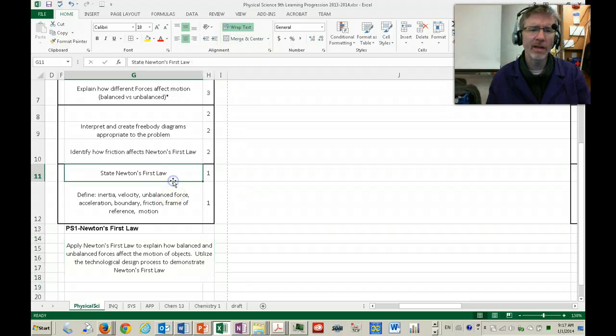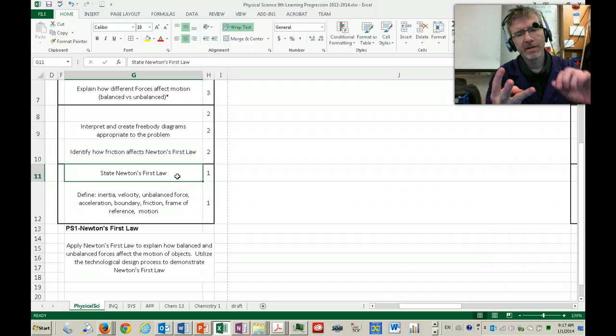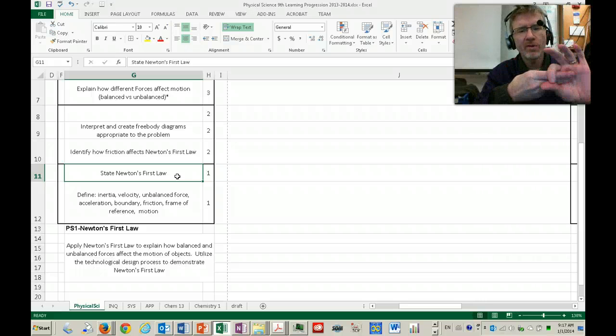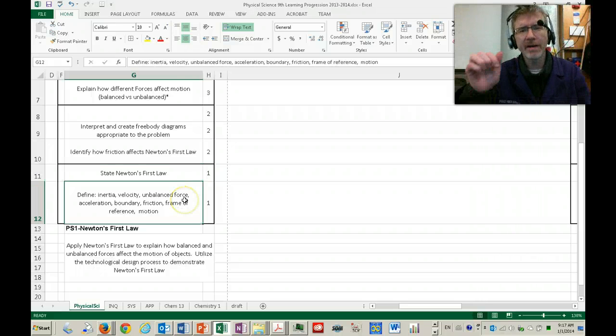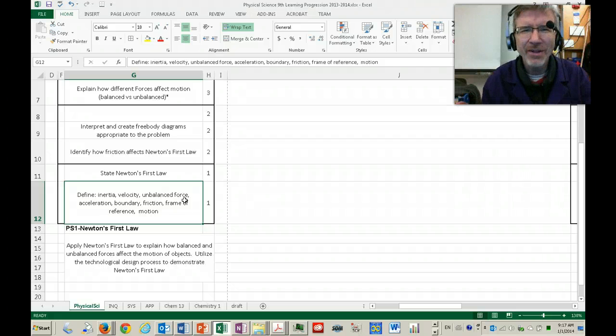What you need for level 1 in this standard, you can state it just like I did. State Newton's first law, three ingredients: unbalanced force, at rest, or motion in a straight line. Then you need to define inertia. Inertia, like Galileo's principle of inertia, is the tendency of an object, if it's at rest, to stay at rest, or if it's in motion, to move in a straight line. It's also like mass. Define velocity: velocity is speed, change in distance over change in time.